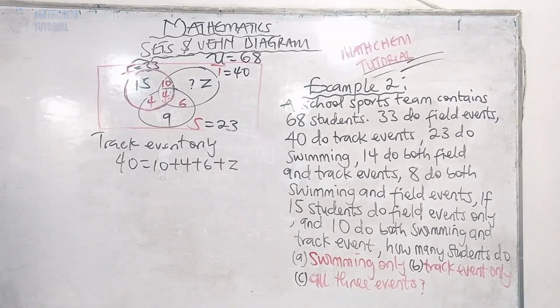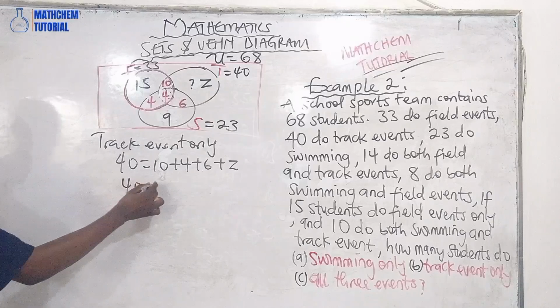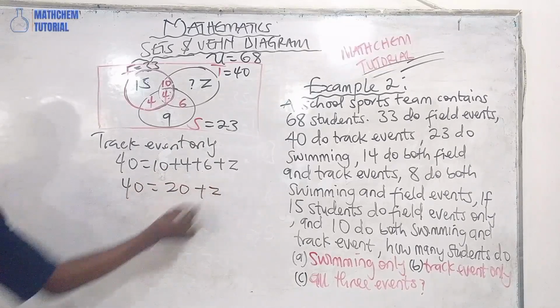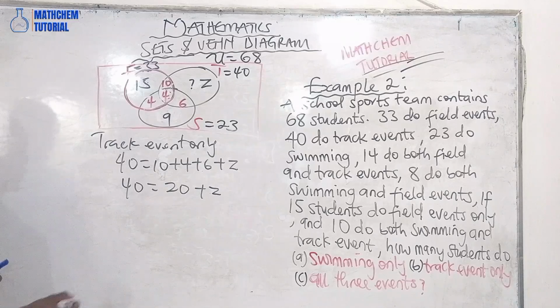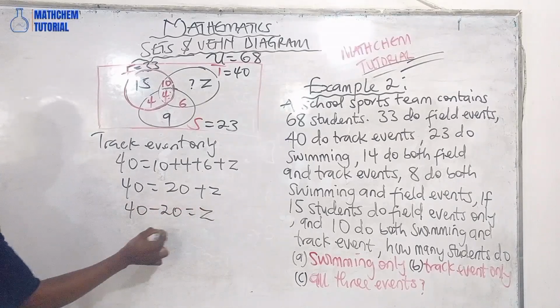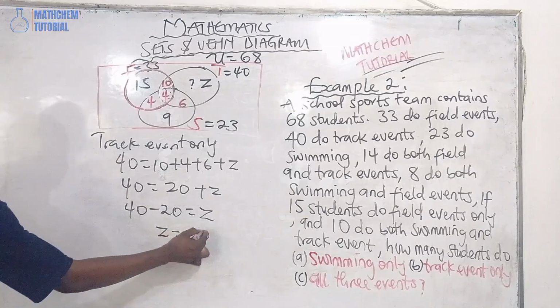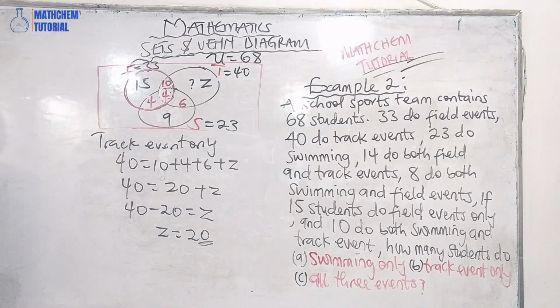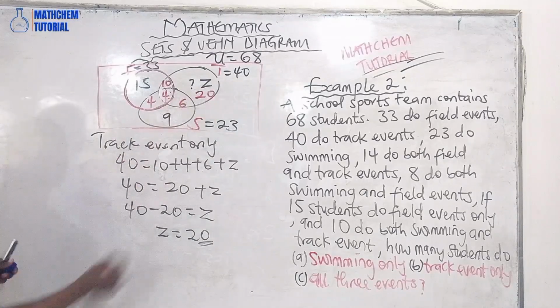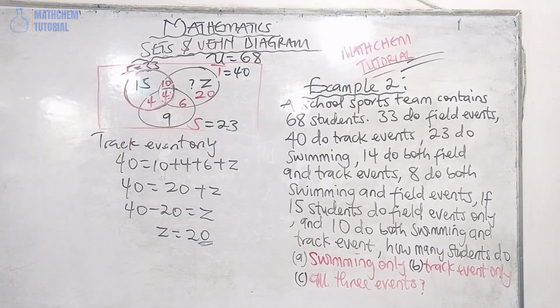From here I can say 40 equals this plus this, that is 20 plus z. So collecting my like terms, that will be 40 minus 20 equals z, and z is going to be 20. Meaning those that took only track events are going to be 20. So I can come here and write 20. With this we have answered the whole question.